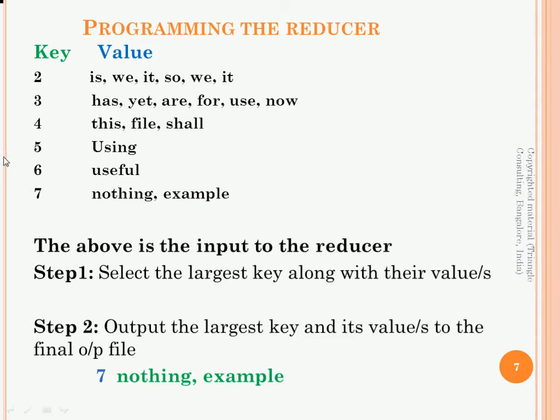So when we write the final key and its associated value in an output file, that's pretty much it. We have solved the problem using MapReduce. We have identified all those words which have the largest length in the entire input file.